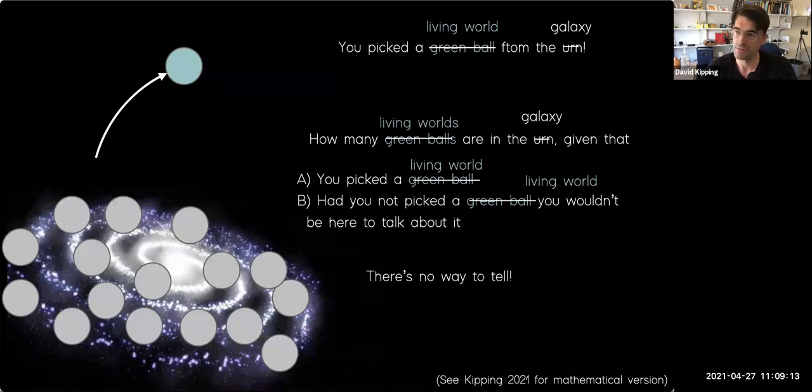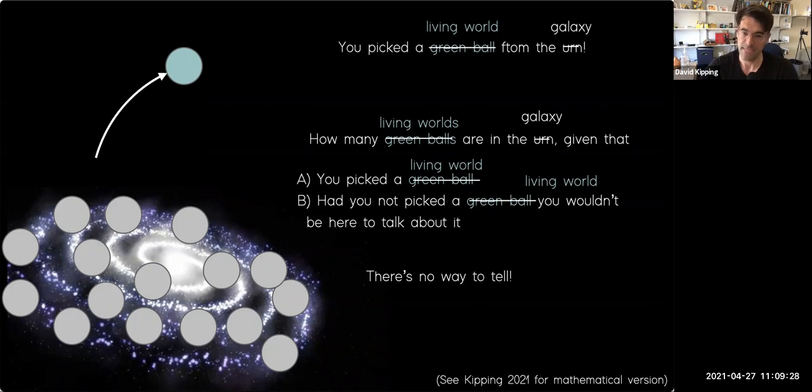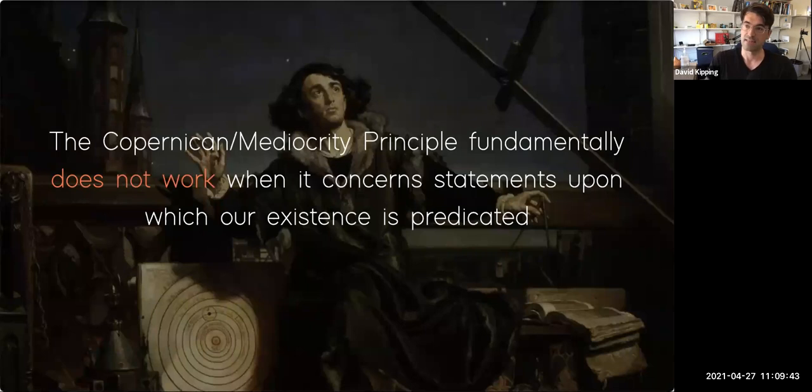I mean, there's all these worlds out there. Some of them are living worlds and some of them are dead worlds. And what is the probability? You have picked, clearly, on the Earth as a living world. You picked a living world from the galaxy. How many living worlds are in the galaxy, given that you picked a living world, but you had no choice but to pick a living world, else you wouldn't be here to talk about it. Exactly the same problem, just reconceptualized. There's, again, no way to formulate this or to make mathematical progress. In a very general sense, the Copernican principle doesn't work when it concerns statements upon which our existence is predicated.